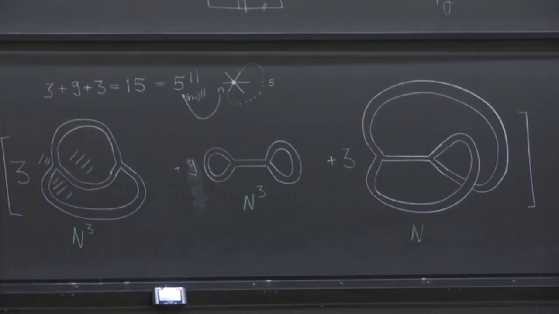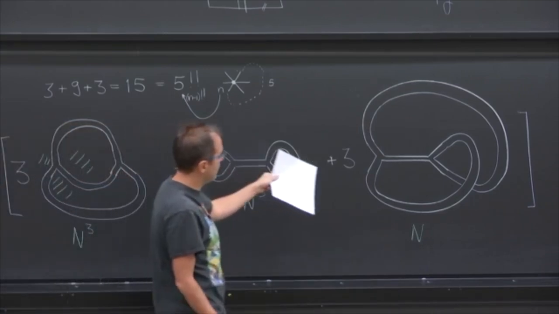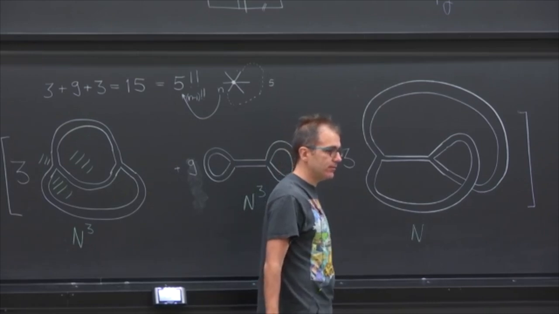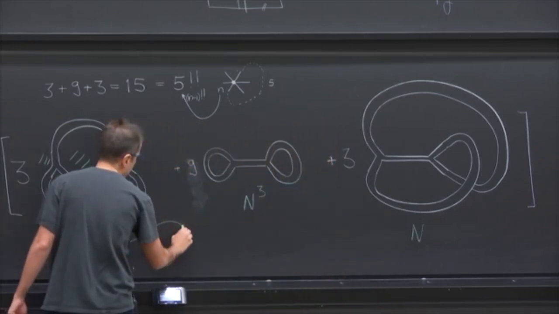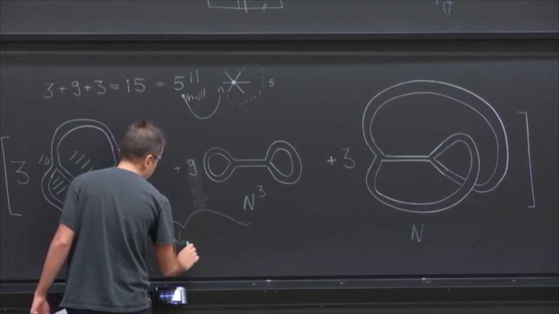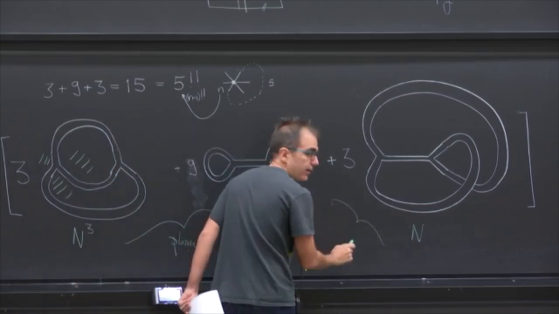And same story. This diagram can be drawn on the plane. This diagram can be drawn on the plane. This diagram can be drawn on a genus 1 surface. So again, these ones are planar, and this guy is genus 1.